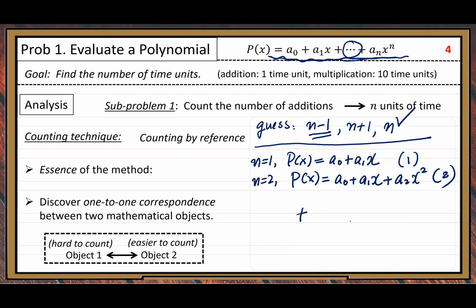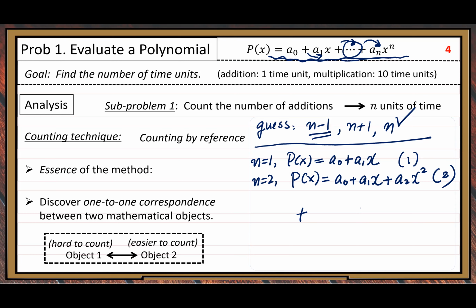Object 2. Can we associate the plus sign with another, different mathematical object? Here, the first plus sign I associate with the subscript of the first coefficient, A1, subscript 1. The second plus sign I associate with A2, the subscript of the A2 coefficient, and so on. The last plus sign I associate with the subscript of the AN coefficient. So now I have object number 2.